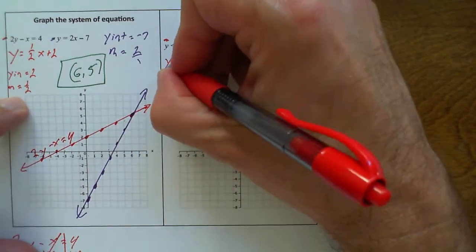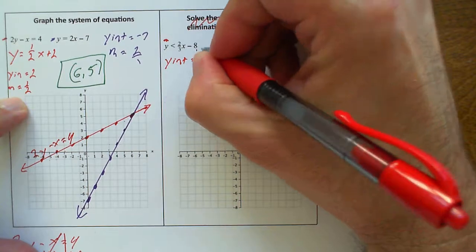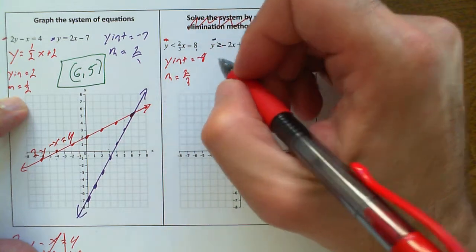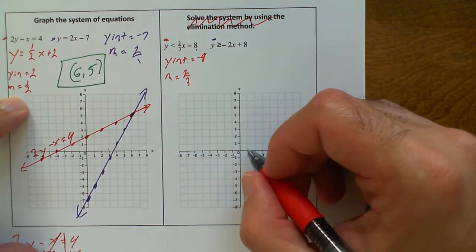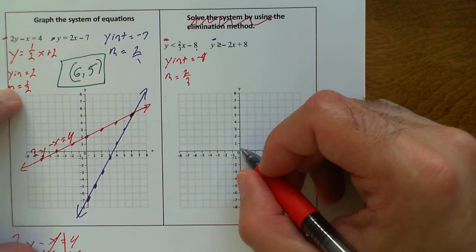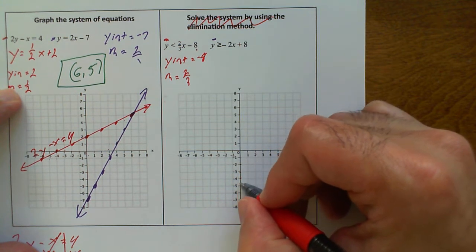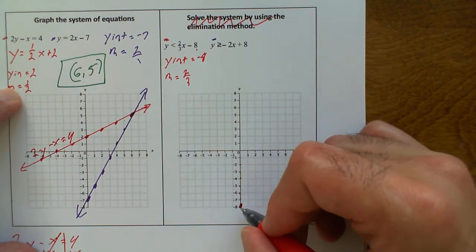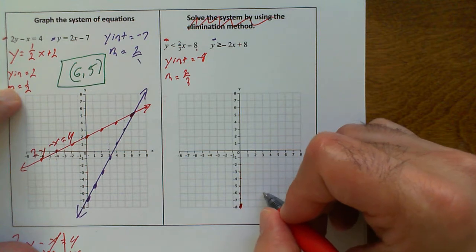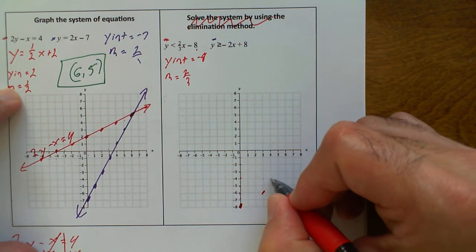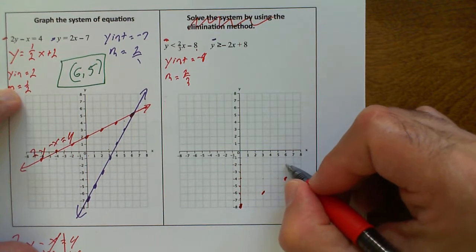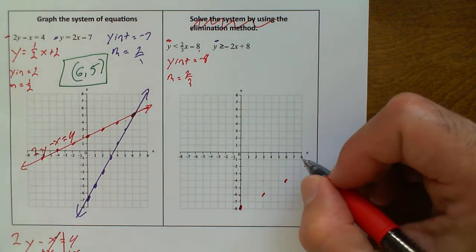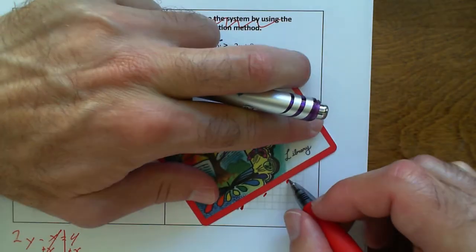My y-intercept is -8, and my slope is 2/3. Notice it's less than, so we're going to do some shading here. Okay, so -8: 1, 2, 3, 4, 5, 6, 7, 8. And my slope is 2/3. I go up 2 over 3. Up 2 over 3. Up 2 over, okay, that's all I can fit there. So let's connect our points.